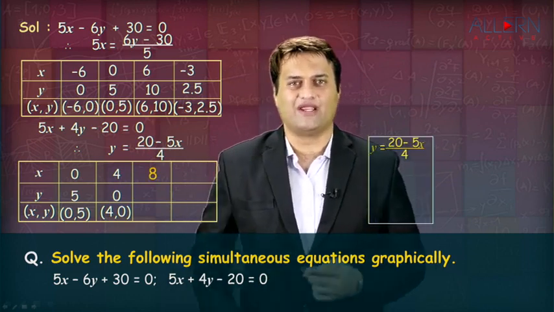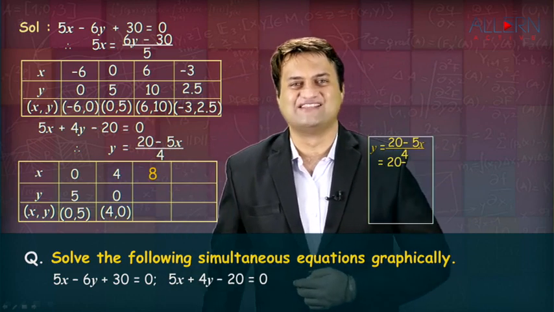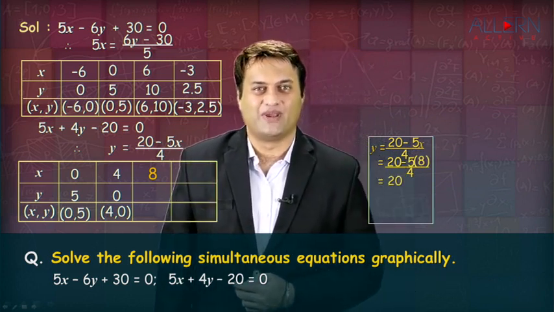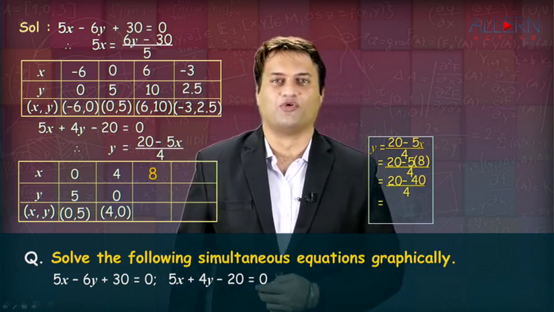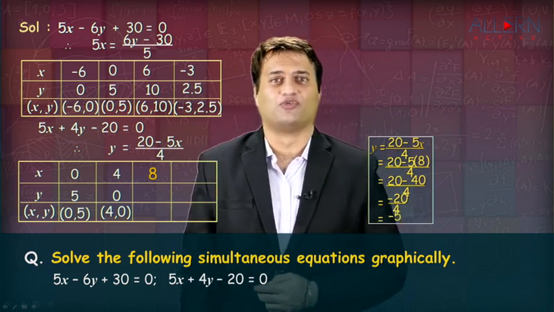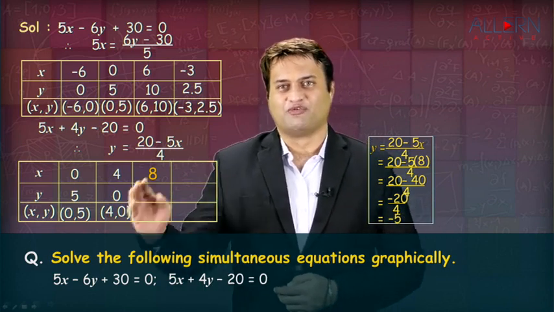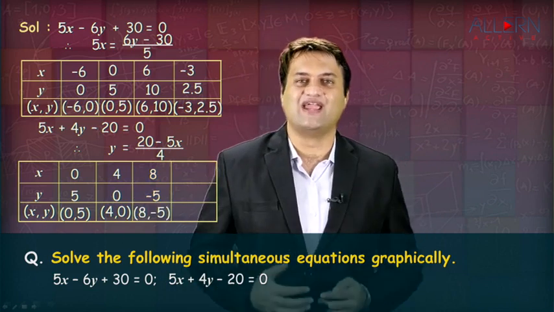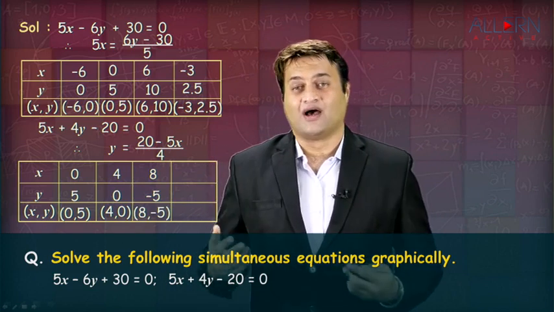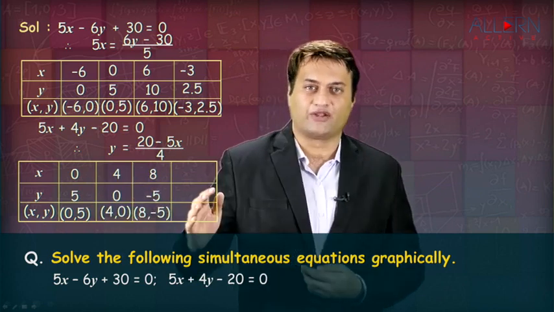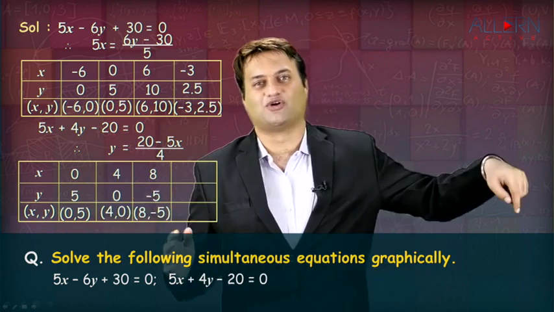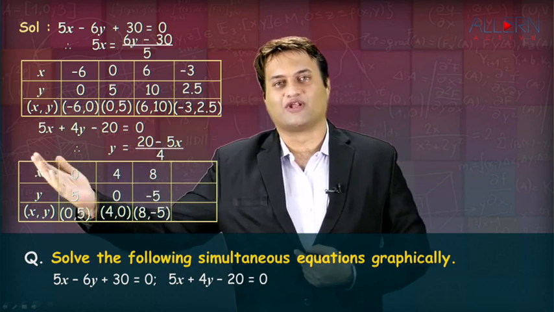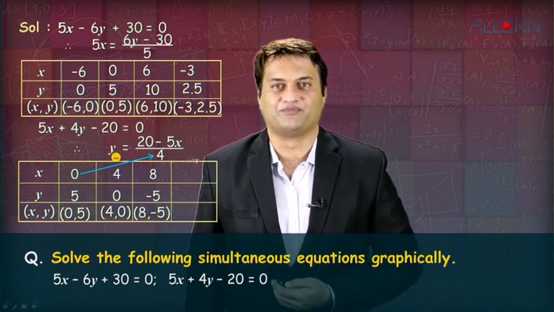When x is equal to 8, let's check the calculations. You get y is equal to 20 minus 5 into 8 upon 4. That's 20 minus 40 upon 4. That's minus 20 upon 4, which is equal to minus 5. So when x is equal to 8, y is equal to minus 5, and the point is 8 comma minus 5. Now 0 done, 4, 8, cannot take 12 on the x-axis because on the x-axis 9 is the maximum point, right? So now you need to go for the negative value, that is minus 4, right?